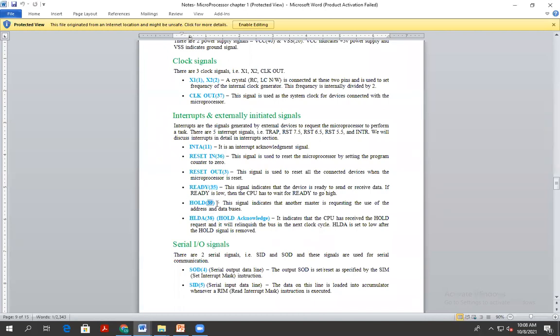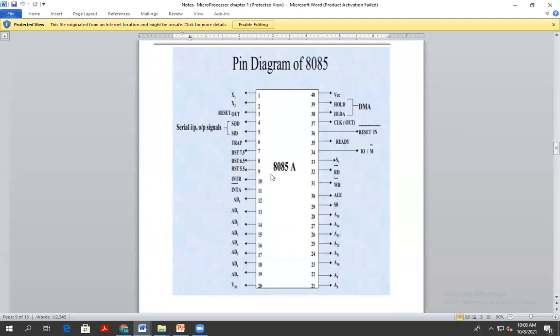And pin number 39 is hold. This signal indicates that another master is requesting the use of the address and data buses. That is checked by pin number 39, which we call hold. Check pin number 39 and pin number 38. Pin number 39 is hold, and pin number 38 is hold acknowledgement.